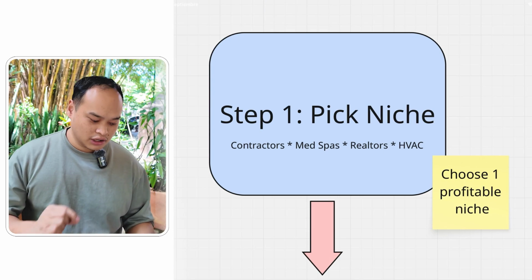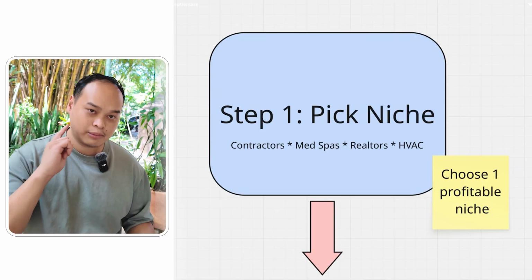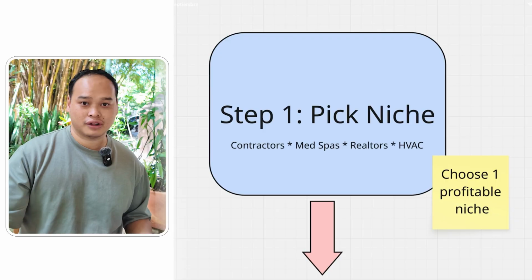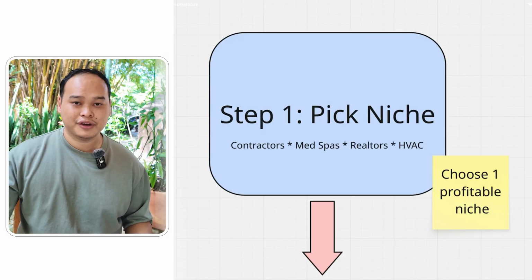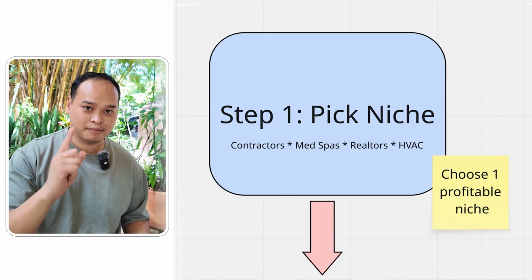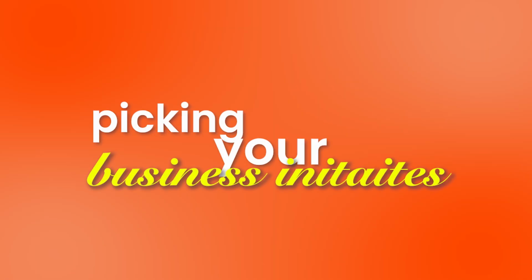In future videos, I'll go a little bit deeper on how to pick a perfect niche. But step 1 is pick a niche. Pick one profitable niche and keep moving forward. And then do the next step. You can always expand and change later. It's important that you do step 1, picking the business industry that you want to go after.